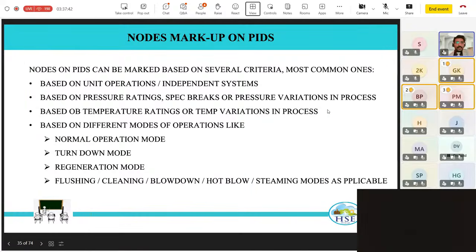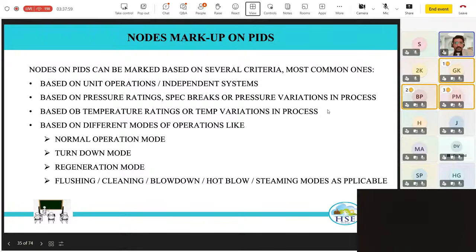Next, node markups on PNID. Now nodes on PNID can be marked based on several criteria. Most common ones are based on unit operations or independent systems. Next is based on pressure ratings, like specific spec breaks or pressure variations in the process.